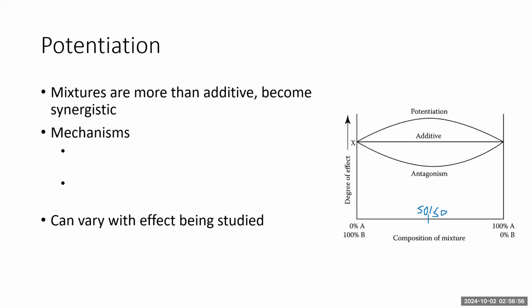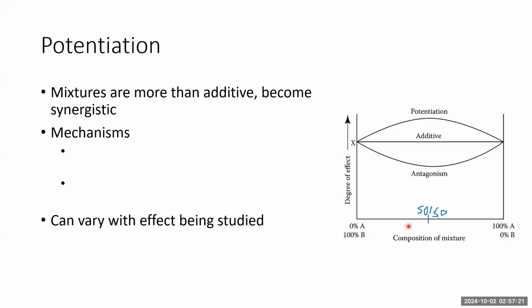50-50 compound A, compound B. So you can make these different mixtures. You can make up different concentrations of compound A, right? So 0, 25%, 50%, 75%, and different concentrations of compound B, 25%, 50%, 75%. Mix them both together so that you have 100% of all the compounds.